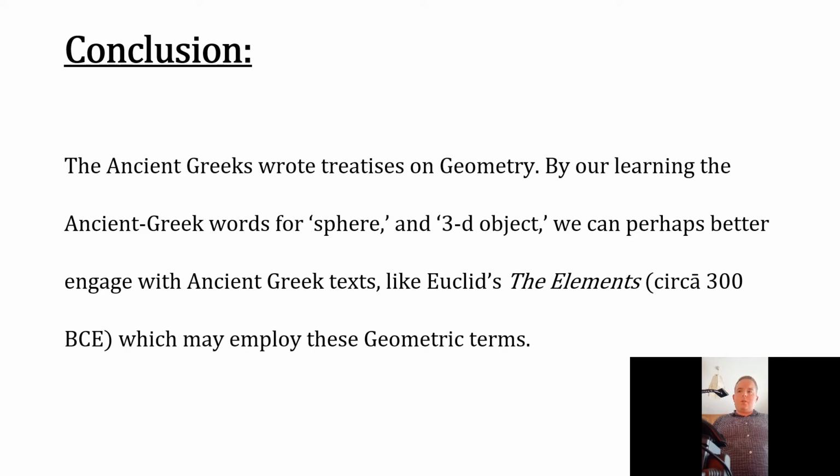Conclusion. The ancient Greeks wrote treatises on geometry. By learning the ancient Greek words for sphere and 3D object, we can perhaps better engage with ancient Greek texts like Euclid's The Elements, which was composed circa 300 BCE, and which may employ these geometric terms.